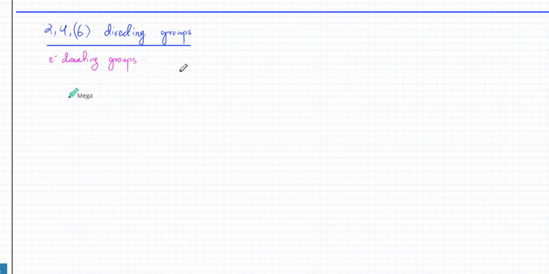So what have you written in the middle, the 6? 2, 4, 6 directing groups. Let me explain that. I wrote 6 in the bracket because it's usually referred to as 2,4 directing groups. But sometimes, I mean, the more correct way is actually 2, 4, 6, but usually it's just referred to as a 2,4 directing group. I'm going to explain what a 2,4 directing group is.